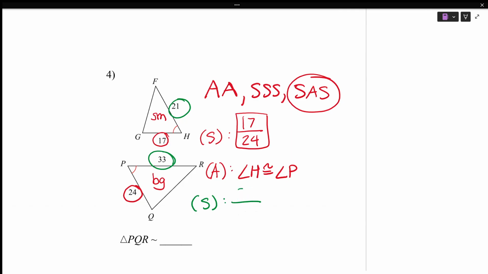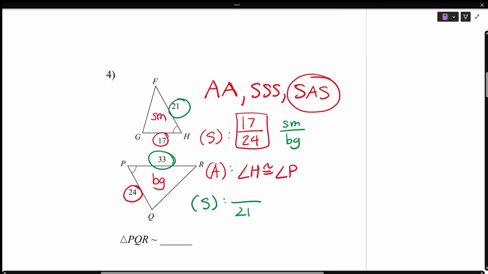If I did this, is that okay? Technically your answer is going to be no. It is not okay. Because if you started that first side with small over big, you took a side from the smaller triangle and put it over the side from the bigger triangle, then you need to do the same thing here. This side also has to be small over big. And right now it's at big over small. So you make sure you do 21 over 33.